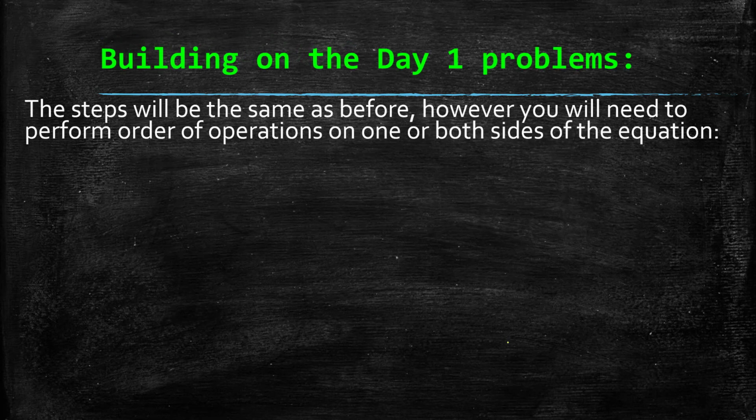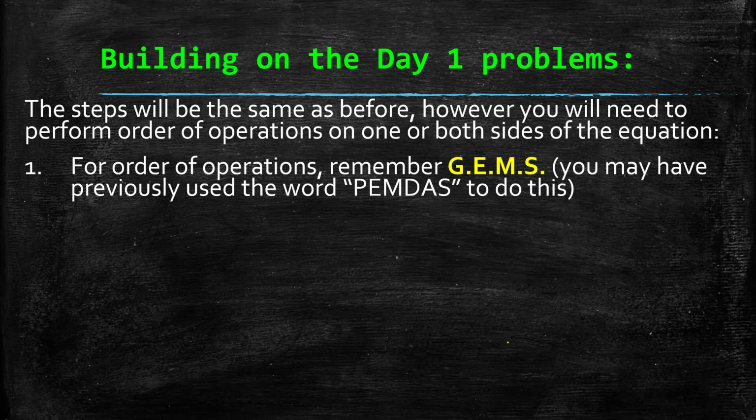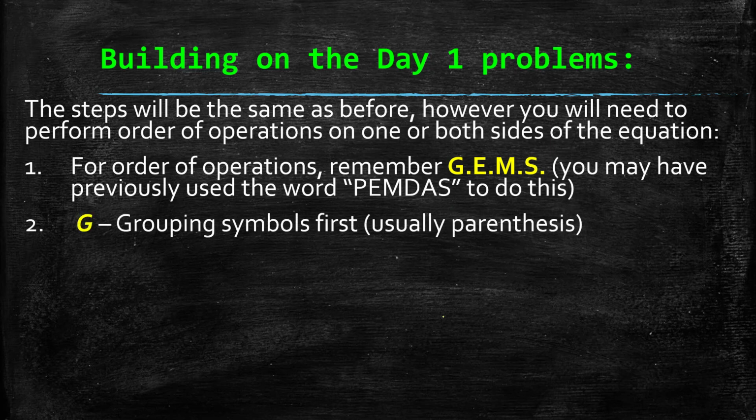All right, so let's go ahead and talk about, we're going to build on day 1. Steps are the same as before, except you're going to perform order of operations on one or both sides of the equation. Don't forget that GEMS or PEMDAS, however you want to look at it. G is grouping symbols first, usually parentheses. Okay, that's where the P in PEMDAS comes from.